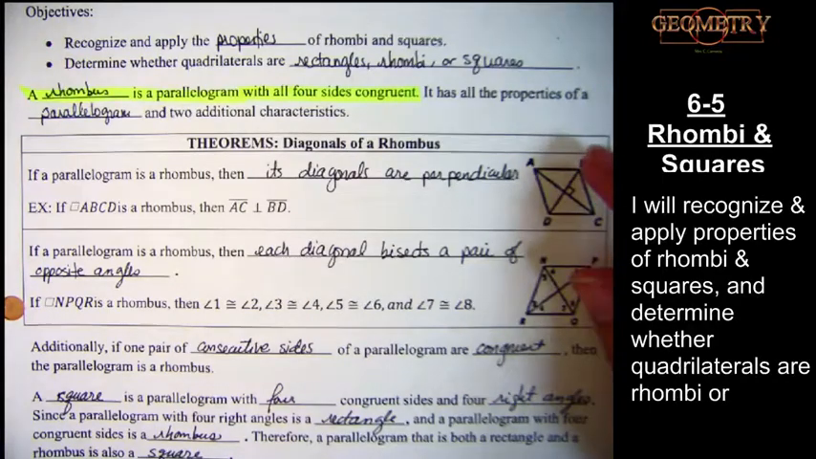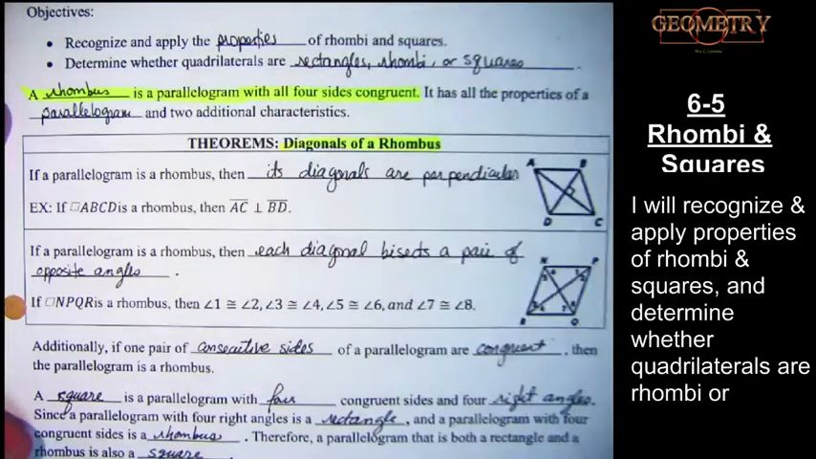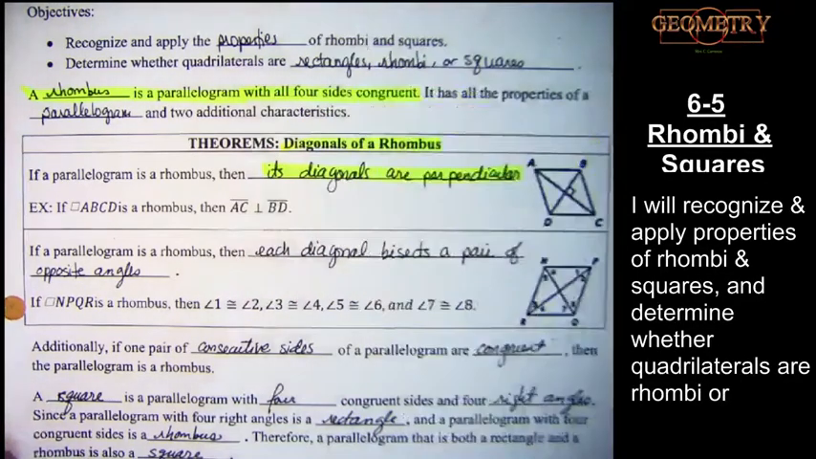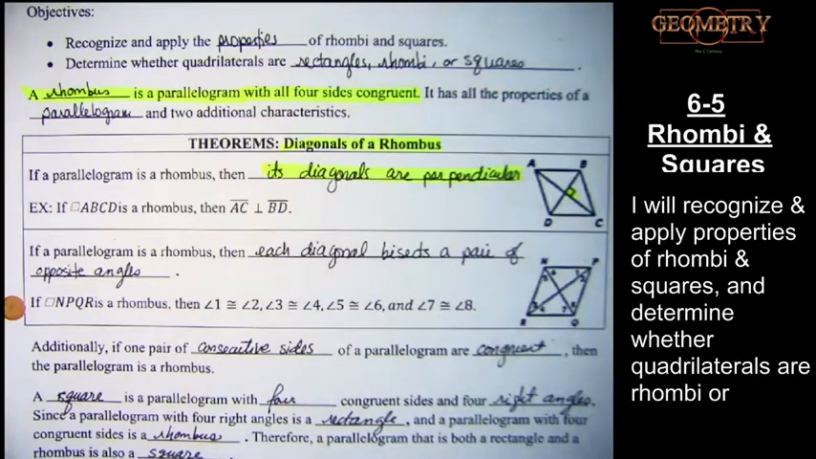Now, in addition to all of the parallelogram properties, we have two others, and they talk about the diagonals. The first one is that the diagonals are perpendicular. That means that right here at the corner, they form a 90-degree angle.